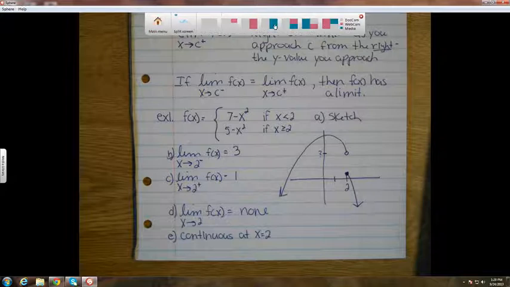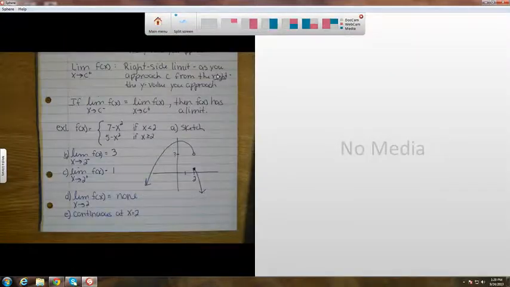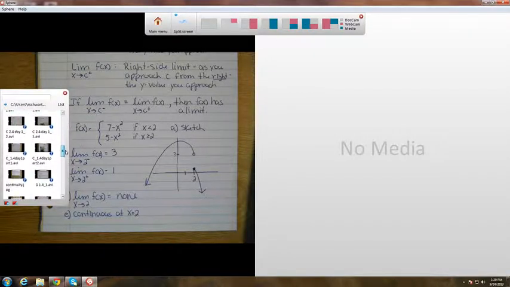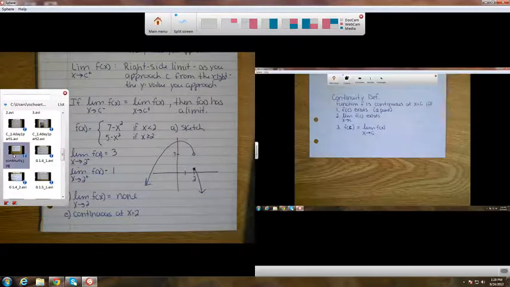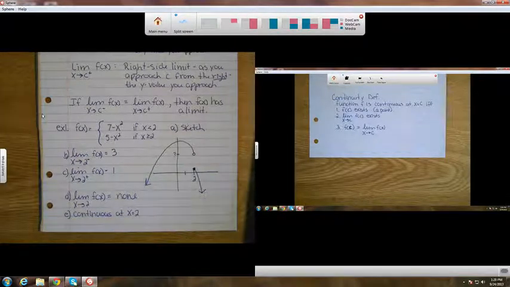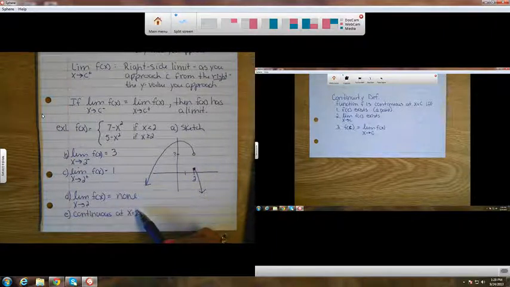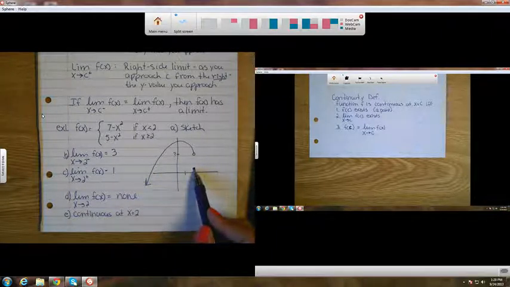Go split screen, media. I think I saved the picture right here. Oh, look at that. Now I can see the 3-part definition that's over on the right-hand side of your screen. The first part says f of c exists. F of 2 exists. It's right here. F of 2 is a 1.